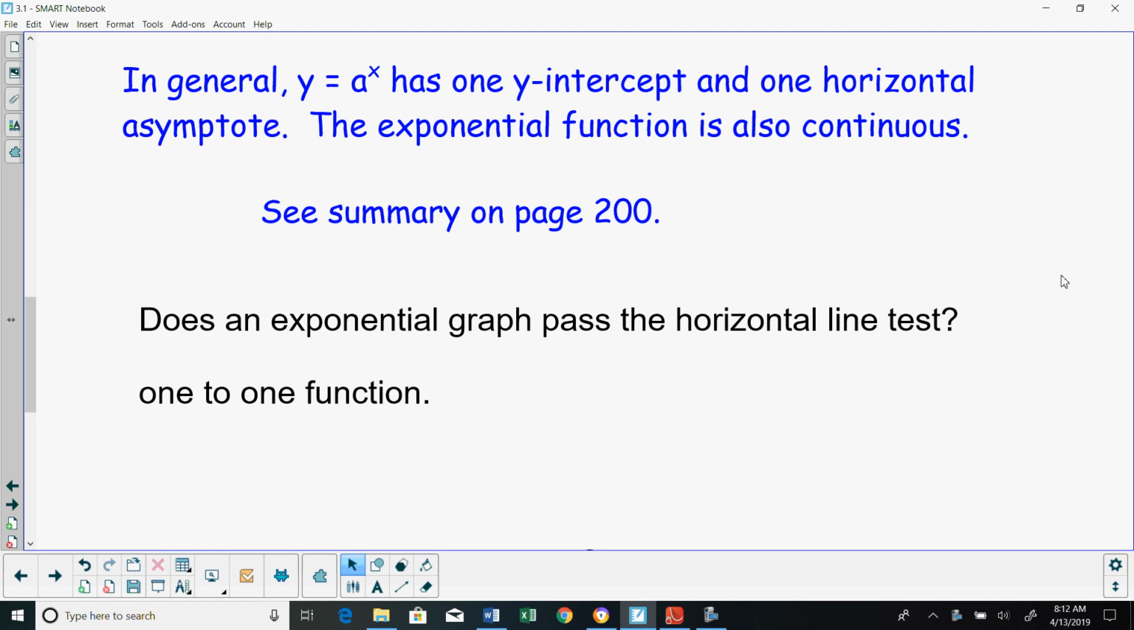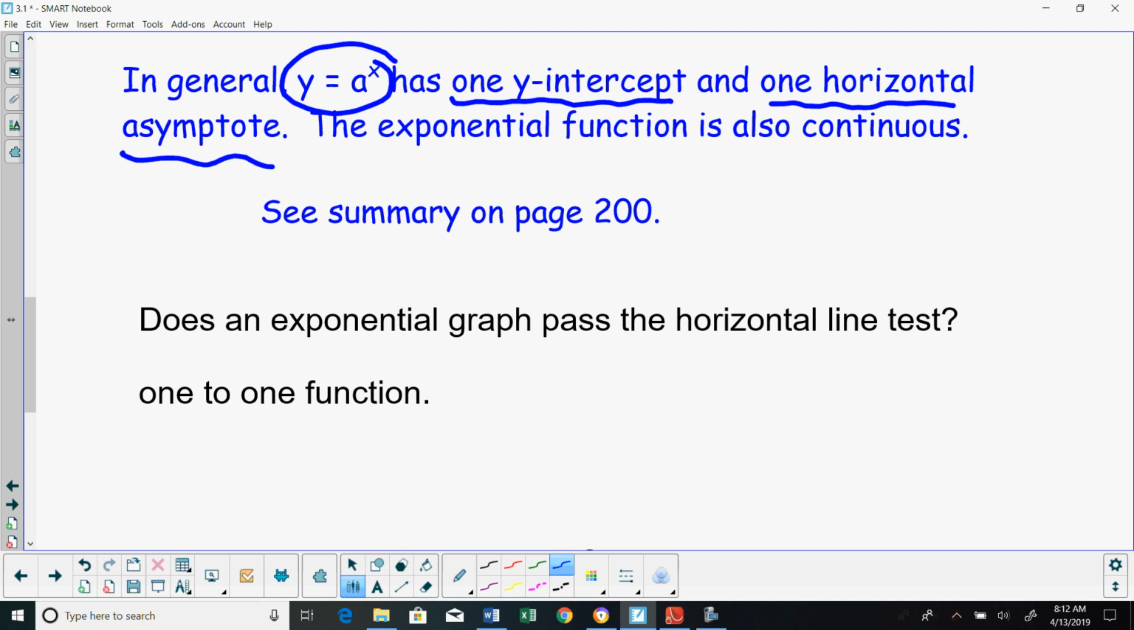We were talking about exponential functions, and you remember that in general, exponential functions are going to be of this form, y equals a raised to the x. Every exponential function, whether it's exponential growth or decay, is going to have one y-intercept and one horizontal asymptote. So when we draw an exponential growth function, it's going to have one y-intercept and one horizontal asymptote. There is a summary on page 200 if you want to take a look at some of the other properties.